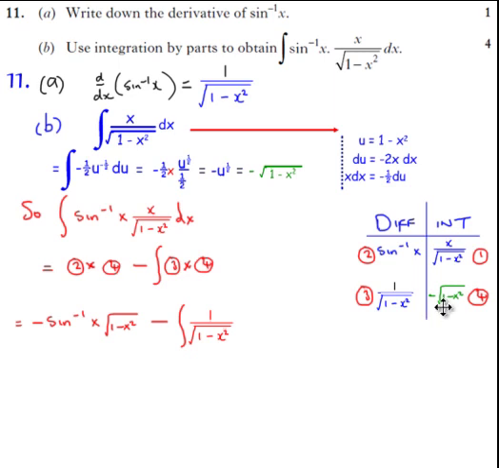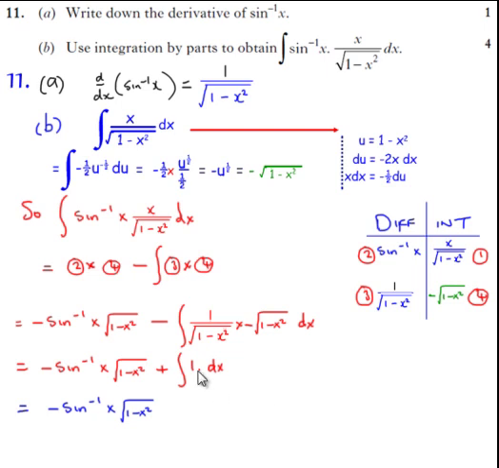Subtracting from this is the integral of 1 over the square root of 1 minus x squared times negative the square root of 1 minus x squared. When we multiply these together and apply the negative sign from outside, we see that this is just plus the integral of 1. So that's negative sine inverse of x times the square root of 1 minus x squared. Integrating 1 with respect to x just gives us x plus c. So that's the answer to our integration.